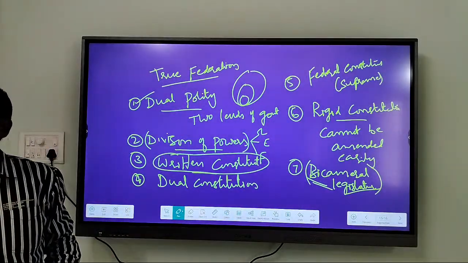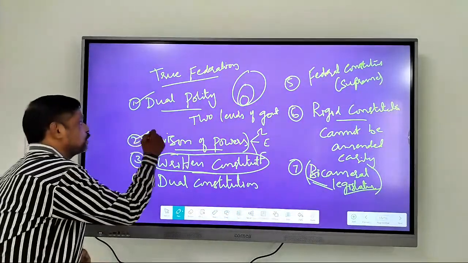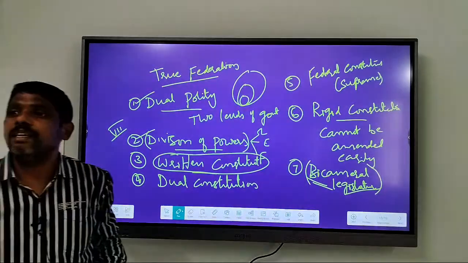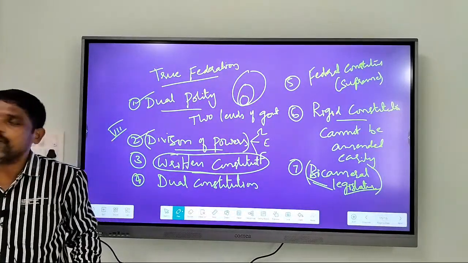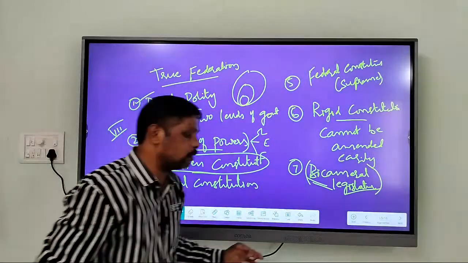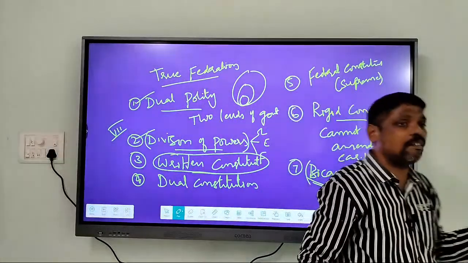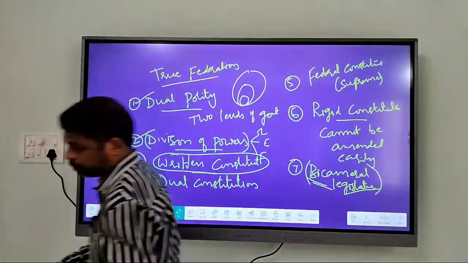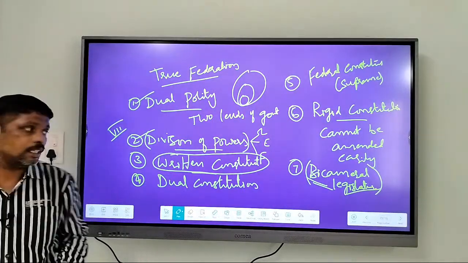Do we have division of powers? Yes. The 7th Schedule of the Indian Constitution deals with this. We have division of powers, where the legislative, executive and financial powers are clearly divided between center and states. So we have the central list, state list and concurrent list.